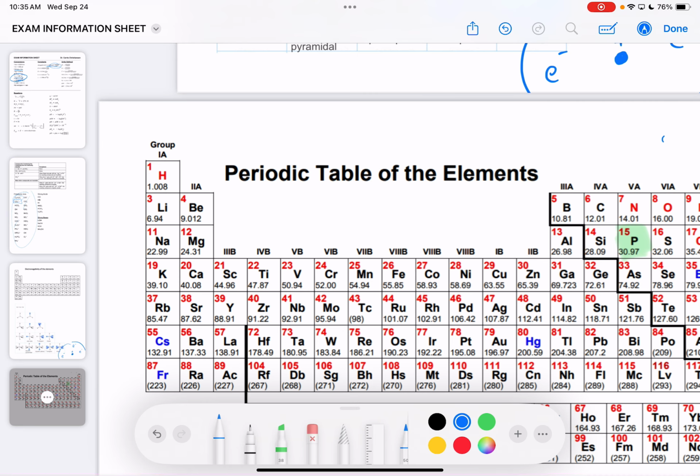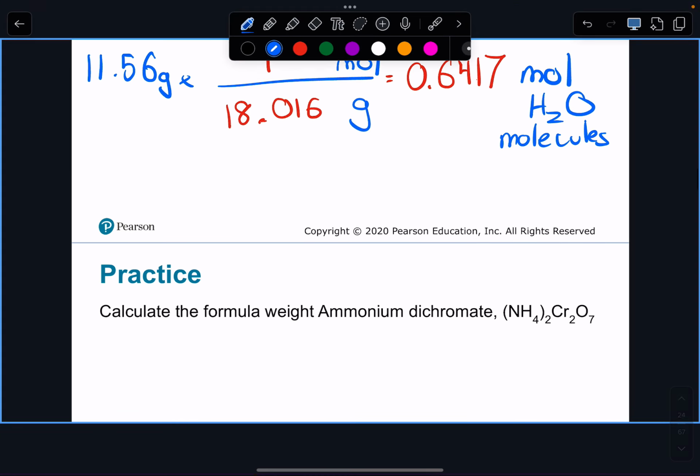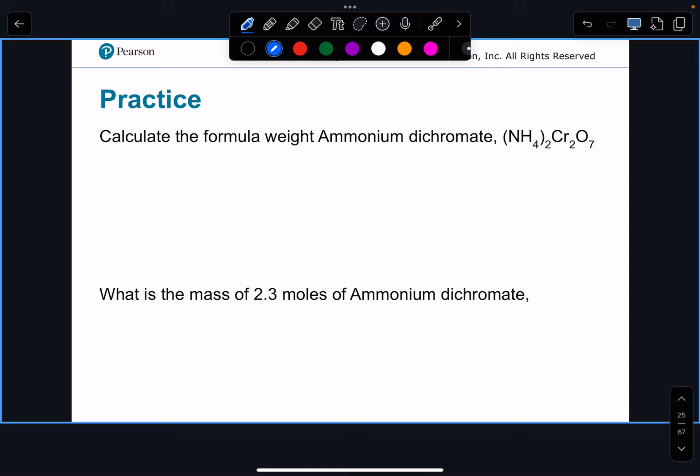Okay, we're going to do one that's a little bit more complicated in a second. Is that the next question? Yes, it is. In this one, I use a messy, complicated formula weight for ammonium dichromate. Just remember that this 2 here means you actually have a total of 2 nitrogens and 8 hydrogens. So don't let that confuse you. When you've got parentheses and a subscript, you have to carry that 2 in. So there's a total of 2 nitrogens, 8 hydrogens, 2 chromiums, and 7 oxygens in this thing.